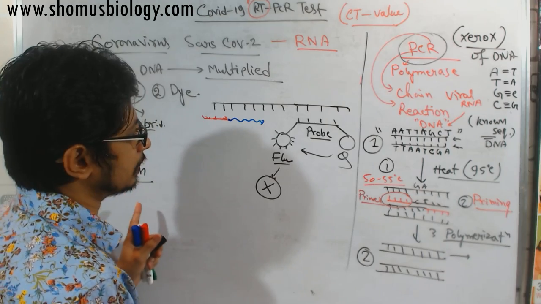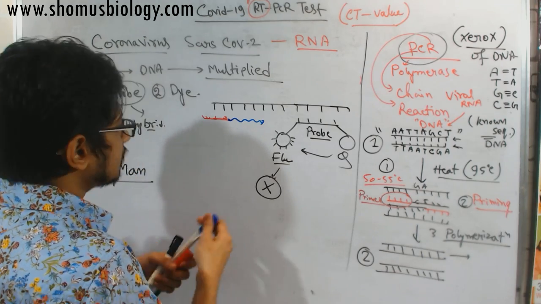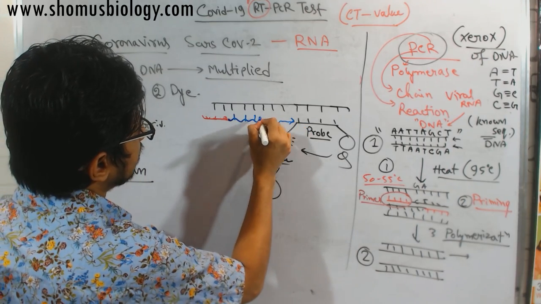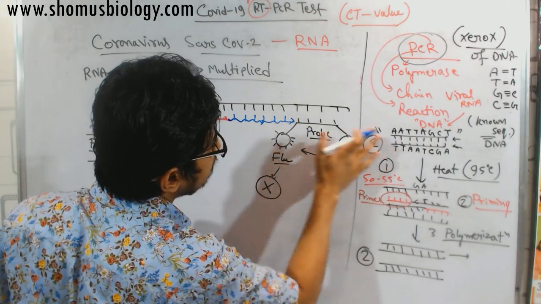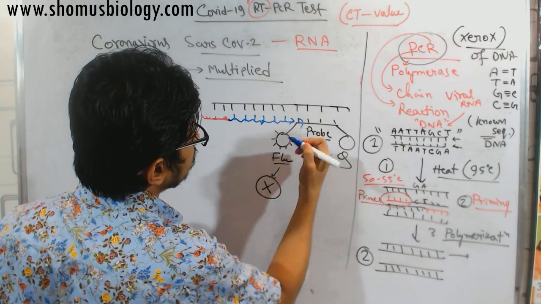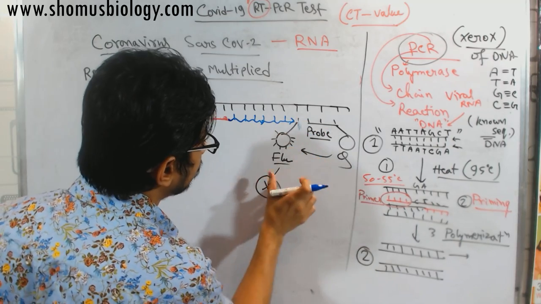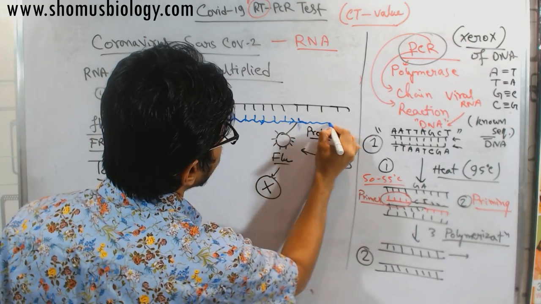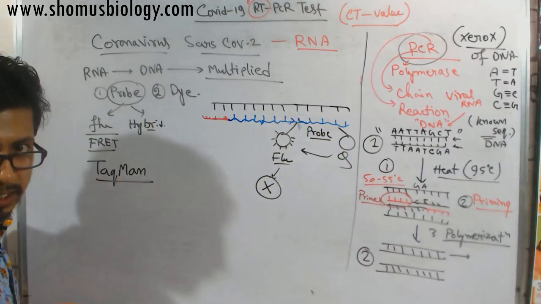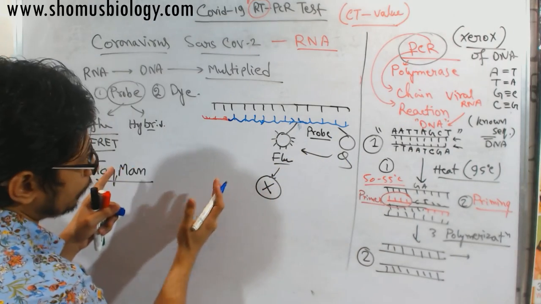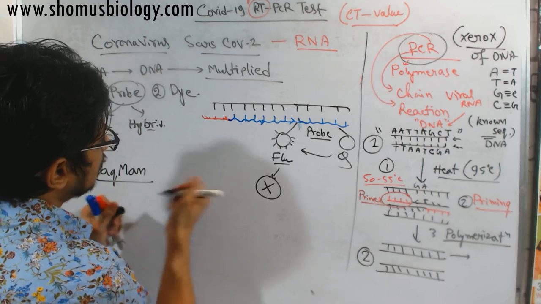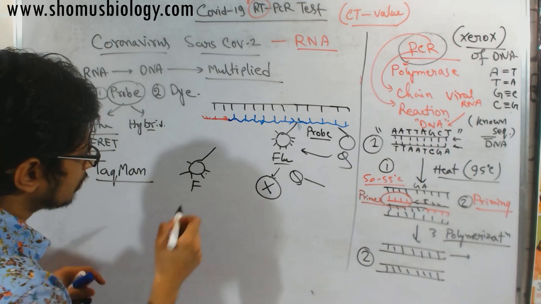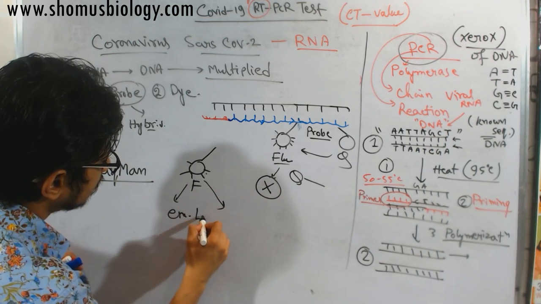Now what happens the moment new DNA is being synthesized, like this, and the more it moves forward, it is going to cut the link between the fluorophore and quencher, and it will replace it and fill in with the new DNA. So whenever it cuts the fluorophore from the quencher, now I can draw this: the fluorophore is free, the quencher is separated. So this fluorophore now can emit light.